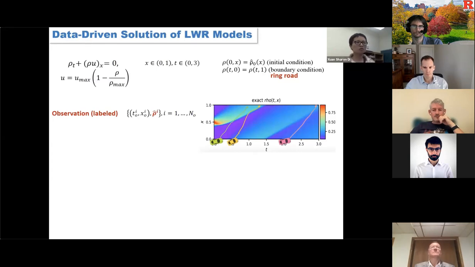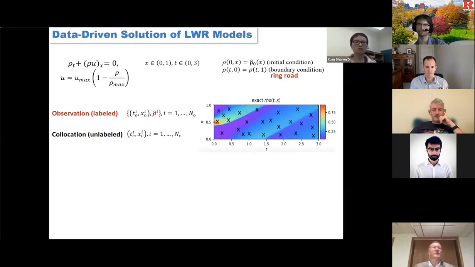And also let's introduce collocation data. We call it unlabeled data because we only select a TX pair. We don't know its target value rho. The rho will be calculated by the physics model we want to incorporate in the framework. So here, I assume we randomly select some TX pairs from this domain. Each point is represented by a black cross.